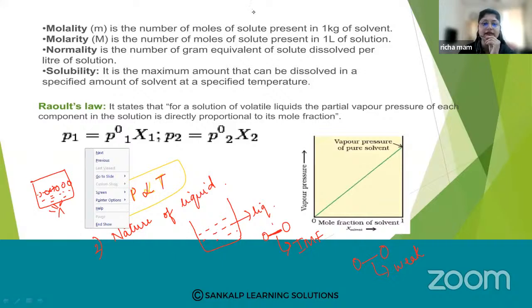Is this clear? These two factors are clear. There are two more factors. This we had discussed in our previous class.